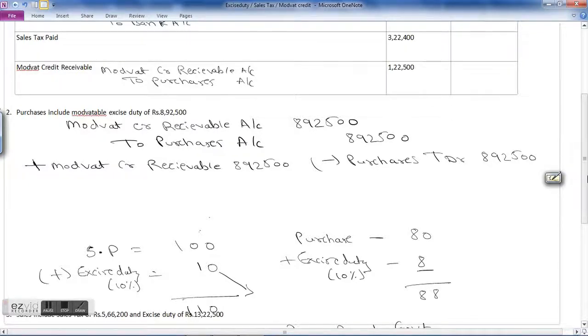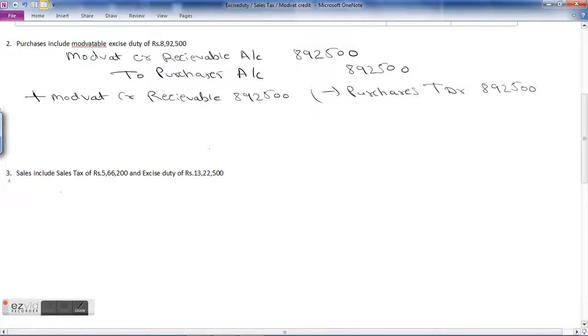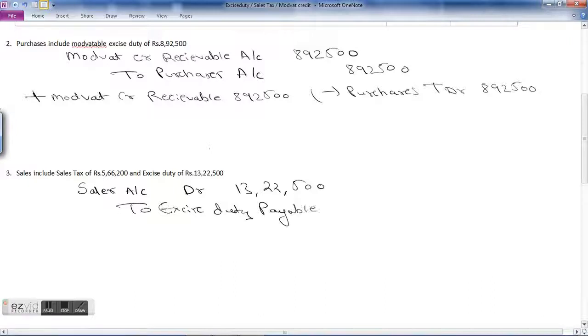Now the next transaction. Sales include sales tax of rupees 5,66,200 and excise duty of 13,22,500. Sales tax we'll see later. First we'll see excise duty of 13,22,500. What has happened is your sales is including an excise duty of 13,22,500. Now this is not your actual sales, this is the excise duty payable. So we'll pass an entry as sales account debit 13,22,500 to excise duty payable 13,22,500.